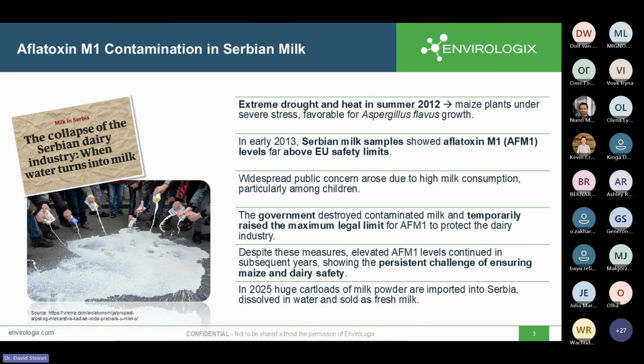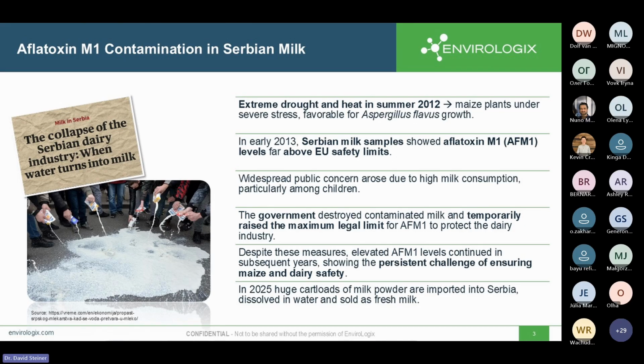By early 2013, milk samples showed aflatoxin M1 levels far above the European Union safety limits, reflecting direct transfer from contaminated feed. The government in this case responded by destroying milk and also temporarily raised the legal limit. Of course, this crisis caused major disruptions in the dairy sector, and Serbia became increasingly dependent on imported milk powder, which was also commented on in a Serbian newspaper this year with the title, "The Collapse of the Serbian Dairy Industry: When Water Turns into Milk."